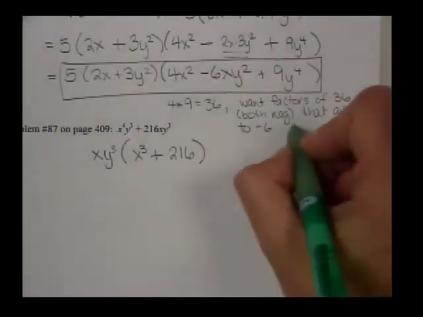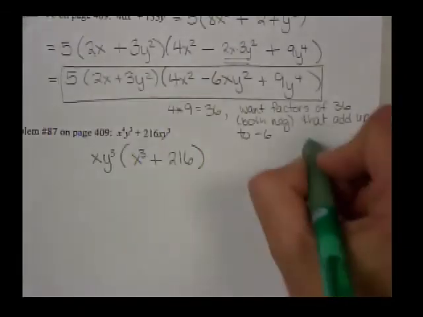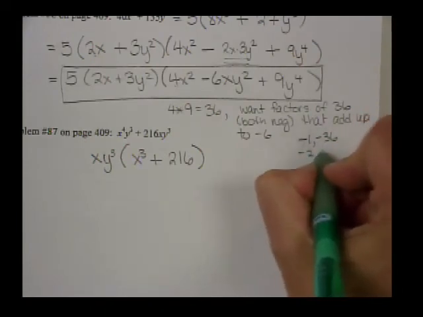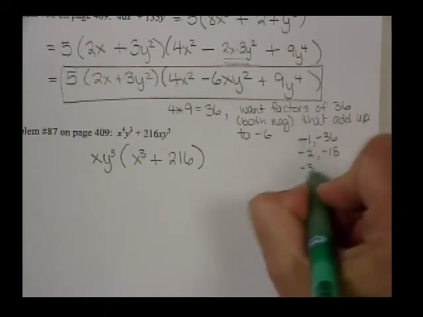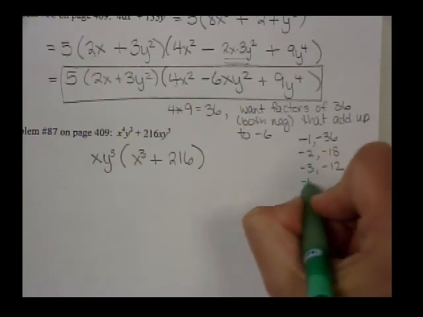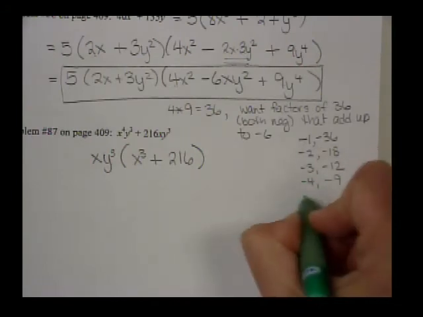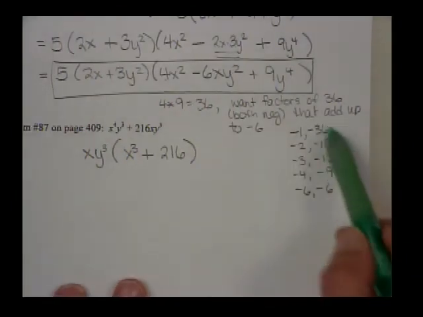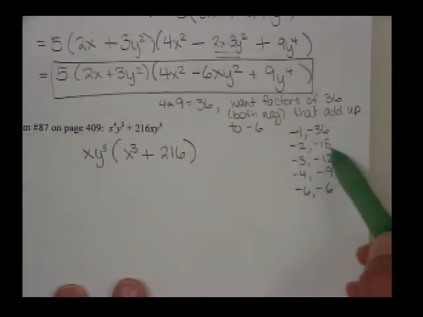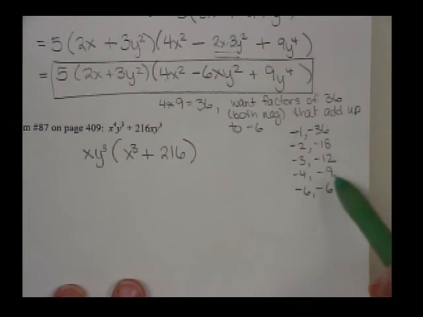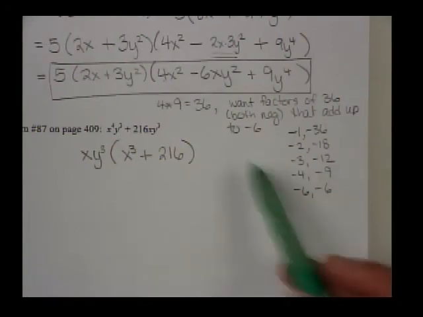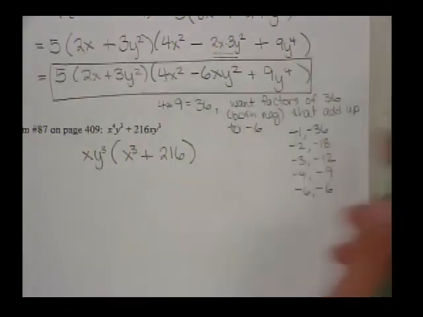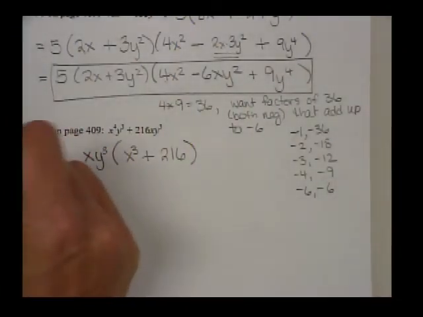Okay, so all of the ways to factor 36 with 2 negatives are -1 and -36, -2 and -18, -3 and -12, -4 and -9, -6 and -6. And if you add these up, you get -37, -20, -15, -13, and -12. There's no way to get -6, so you can't factor that last set of parentheses.